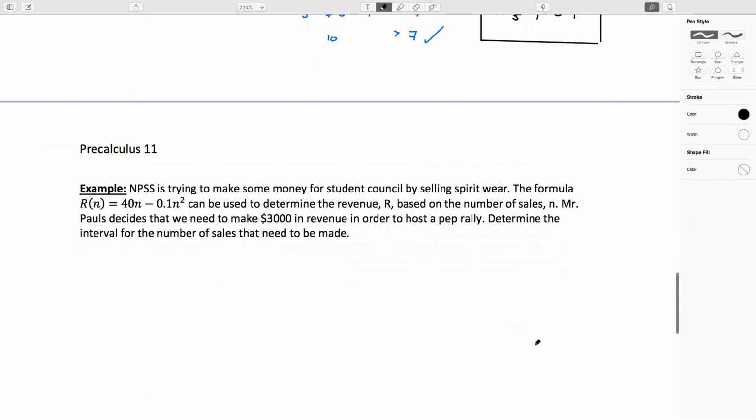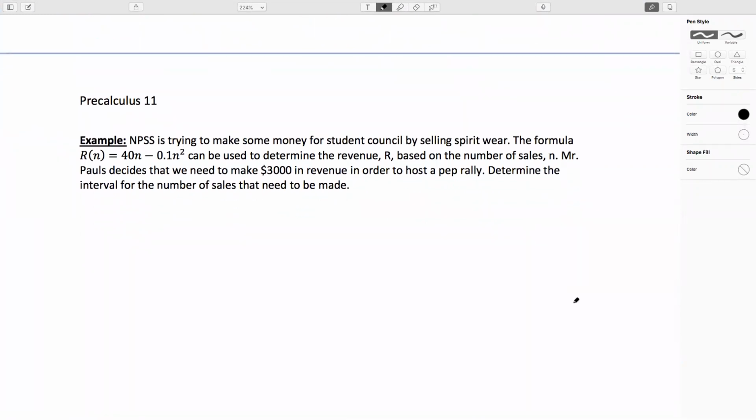All right, let's try one more question. NPSS is trying to make some money for student council by selling spiritware. The formula, R as a function of n equals 40n minus 0.1n squared, can be used to determine the revenue R based on the number of sales n. Mr. Pauls decides that we need to make $3,000 in revenue in order to host a pep rally. Determine the interval for the number of sales that need to be made.